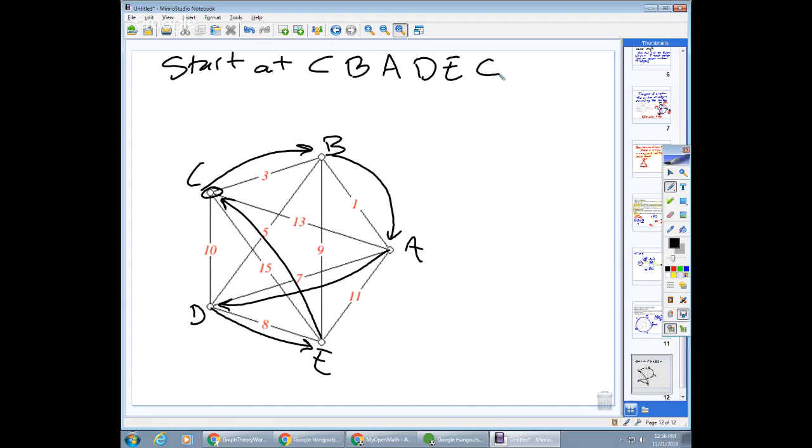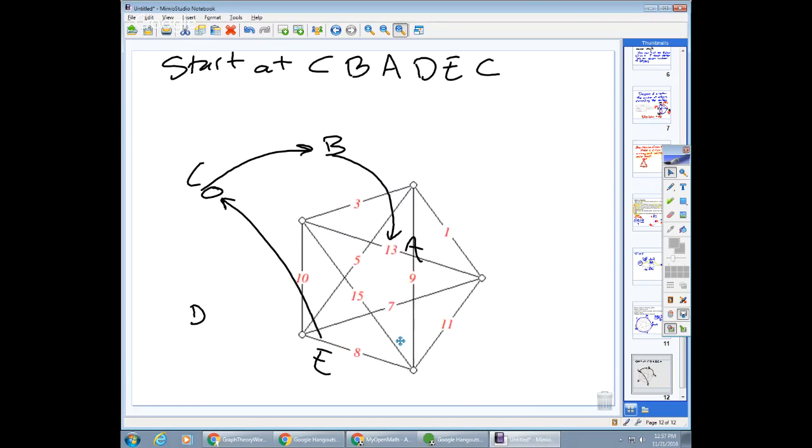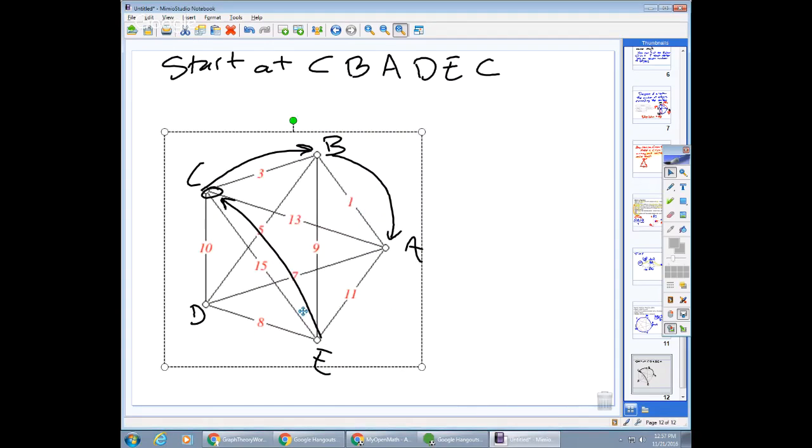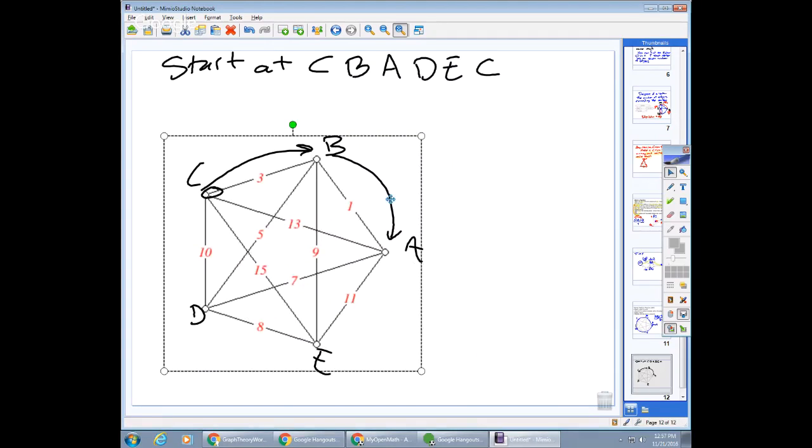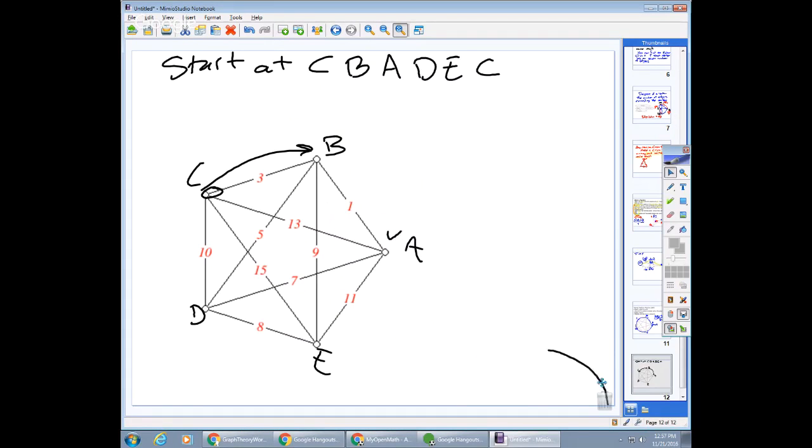Okay. So let me just redraw that. Let's use a highlight here. Okay. So I went C to B first because 3 was the shortest path coming out. From there, you can't beat 1, right? So you've got to pick the 1 to A.